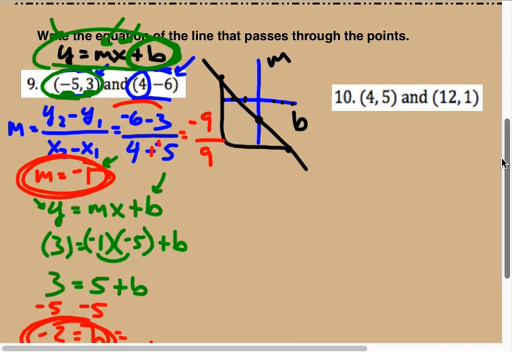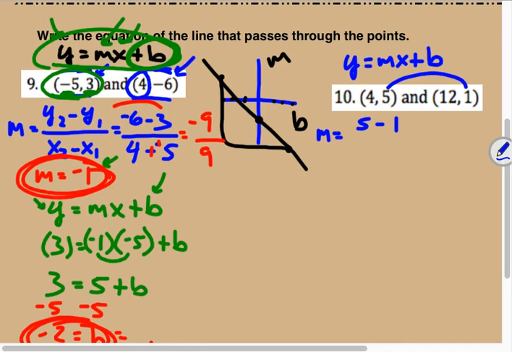Number 10, we're doing the same thing. We're still using y equals mx plus b, slope-intercept form. You have to find the slope first. Changing y over changing x. Here's my two y values. Now you can go backwards. You can say y sub 1 minus y sub 2 if you want to. It really doesn't matter. So I'm just going to say 5 minus 1.